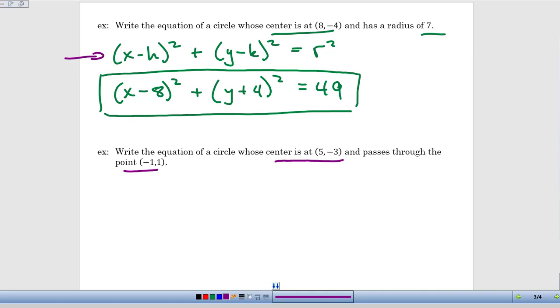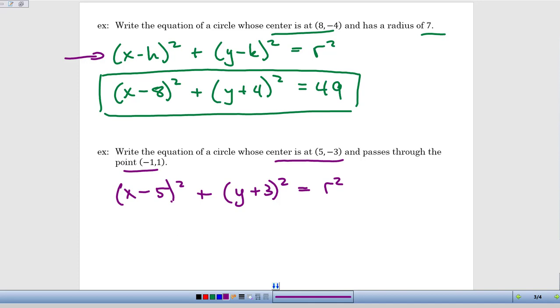So what we're going to do to start off is make use of that (5, -3) center point. So we're going to have (x - 5) squared plus, and then y minus -3, so (y + 3) squared equals r squared. So we have half the battle taken care of. We've got the center, we just have to figure out the radius. And that's where this point comes in. If I know that my circle passes through that point, that means that that point is going to work in my equation. So then I can just take it and plug it in for x and y in the equation that I'm building, and then solve for r.